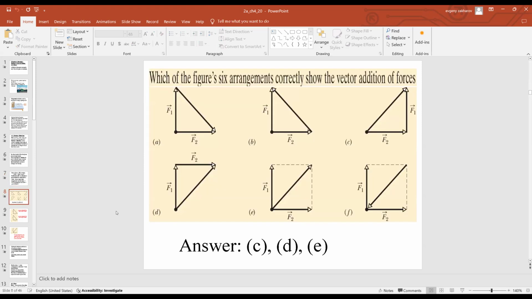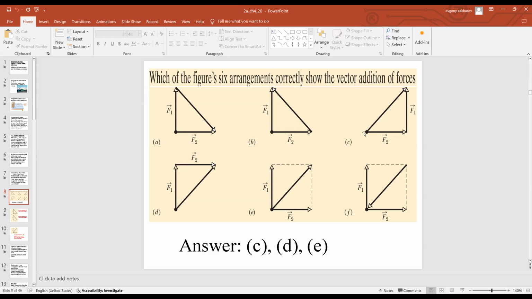Okay, so how do you add vectors? Remember, option A, not good because it's the other diagonal. Remember, for parallelogram method, everything starts from the same point. So you have to use the other diagonal. That's why option A is not good. Option B, same thing. It's the other diagonal. Everything should start from the same point.